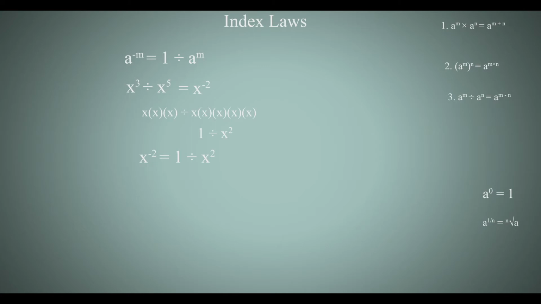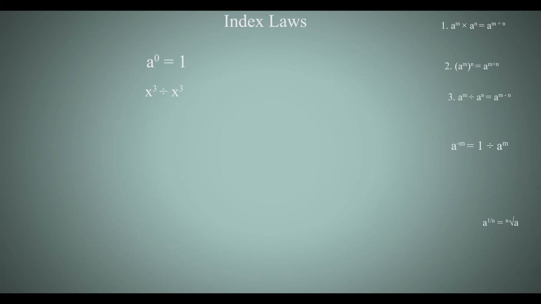So our fifth index law stated that a to the power of 0 is equal to 1. So now you may be a little confused. Well, how can any number to the power of 0 equal 1? So let's take an example of x to the power of 3 divided by x to the power of 3. Now, knowing our basic division, we know that any number divided by itself is equal to 1, because we can just cancel them out to get 1.